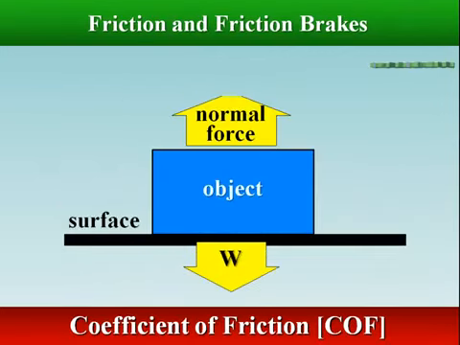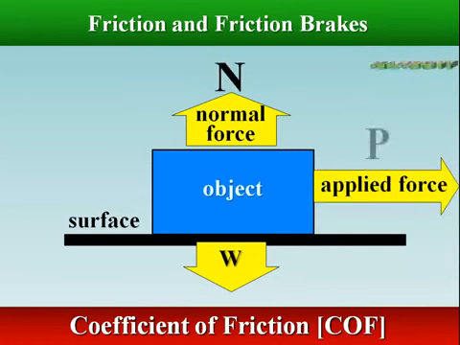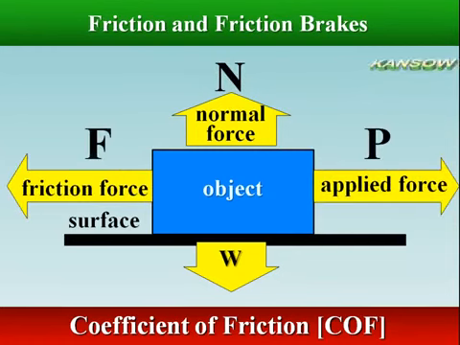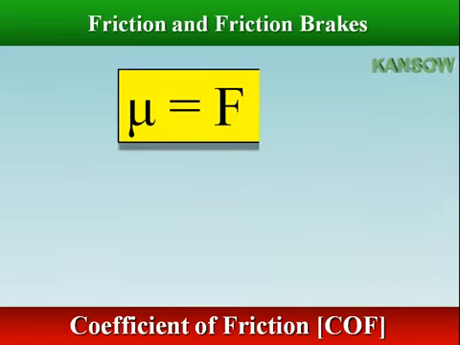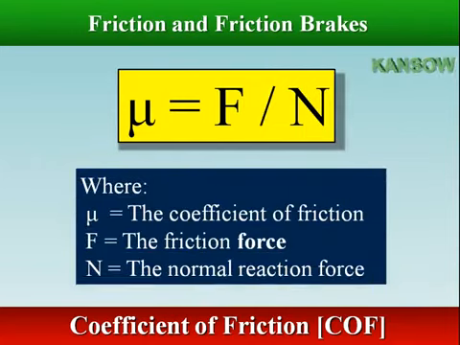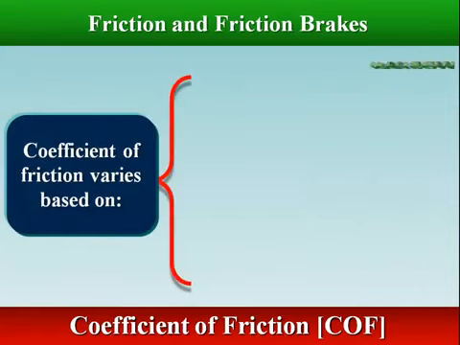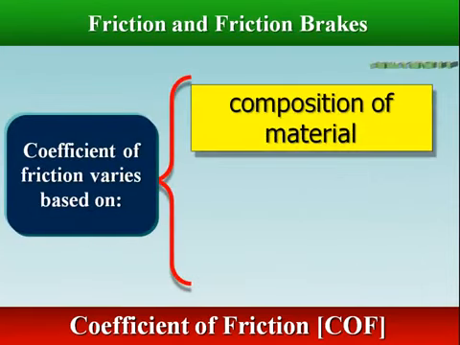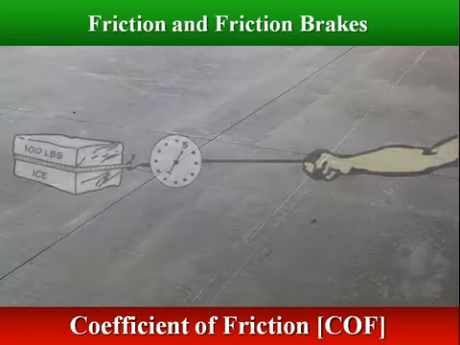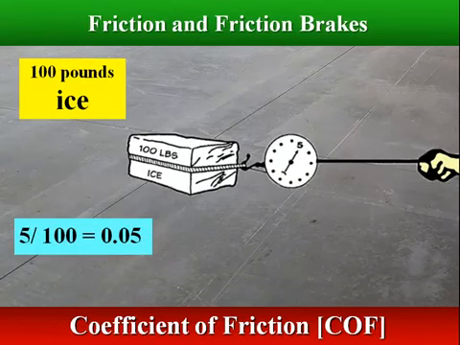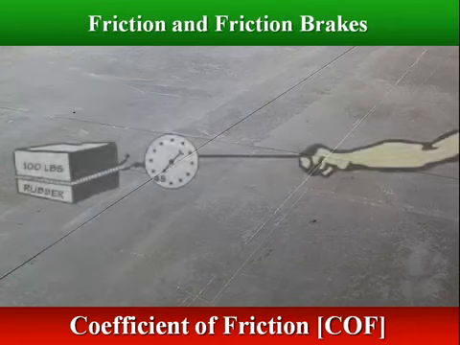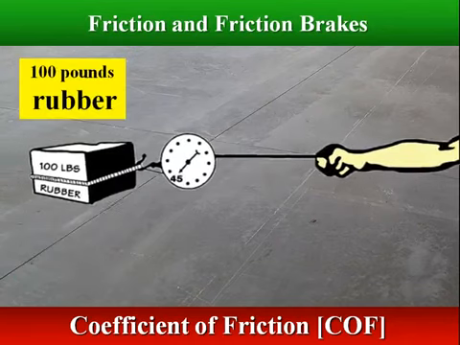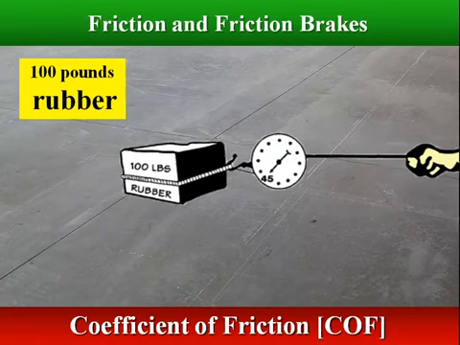Friction is always measured for pairs of surfaces using what is called a coefficient of friction. A low coefficient of friction for a pair of surfaces means they can move easily over each other. Coefficient of friction varies based on composition of material and condition of the surface. For example, 100 pounds of ice pulled across a concrete floor may require 5 pounds of force to move, and 100 pounds of rubber pulled across a concrete floor may require 45 pounds of force to move.